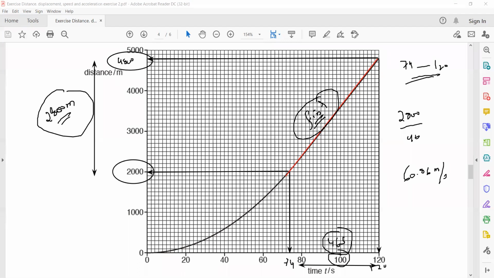Is it clear? This part, calculating the speed at 100 second, or if the same question was there, calculating the speed at 80 seconds, you will get the same answer. Because in this part, the speed does not change.